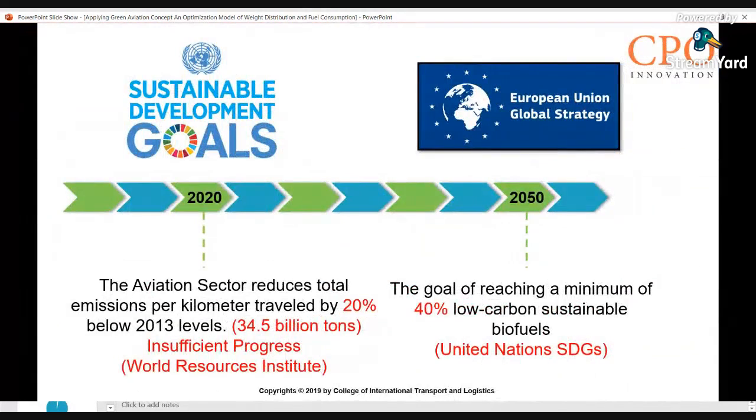So, we have the SDGs, the Sustainable Development Goals of the United Nations. We are supposed to have 20% fewer greenhouse gas emissions from the aviation sector by 2020, lower than the ratios of 2013, but actually we are very far away from these ratios. According to the World Resources Institute, there is insufficient progress and we most likely are not going to achieve this goal by 2020. So we still have the chance to achieve this goal by 2030 or 2050. So here we are trying to propose different solutions, different approaches to solve such a major problem that we face globally.